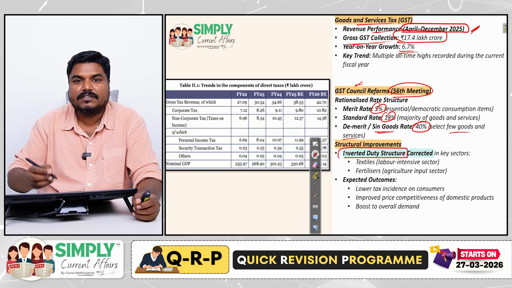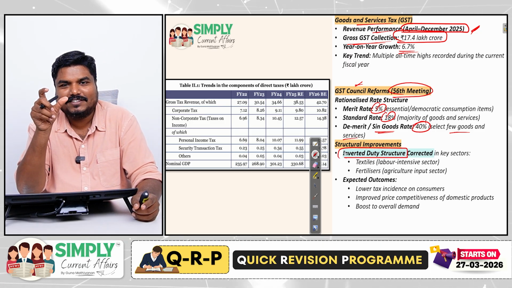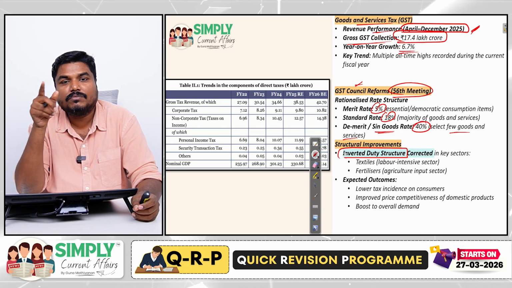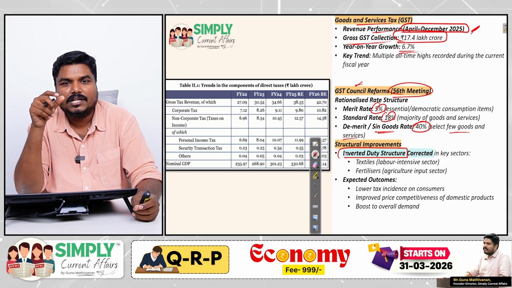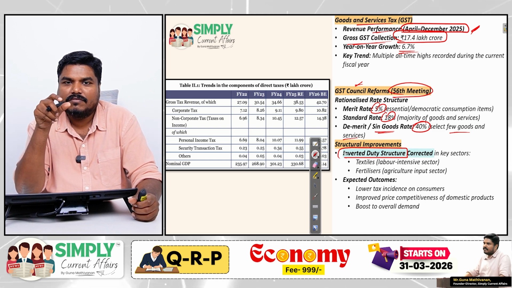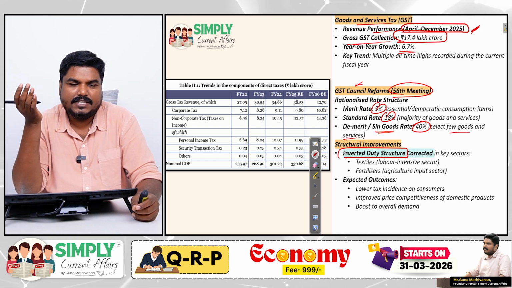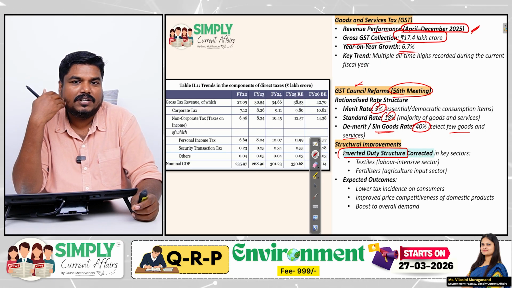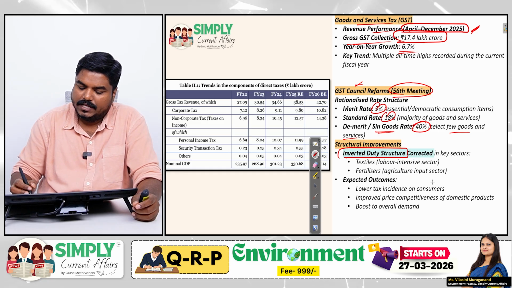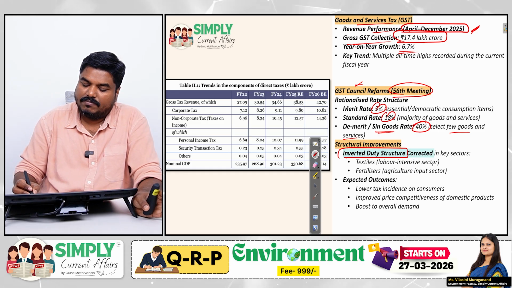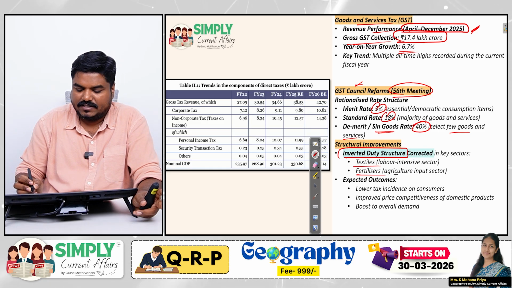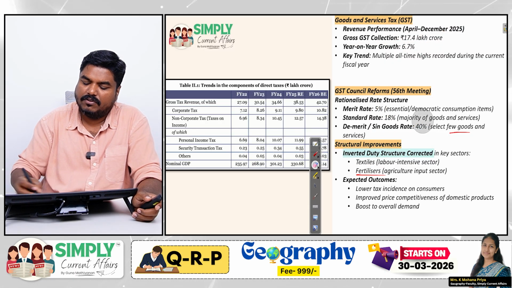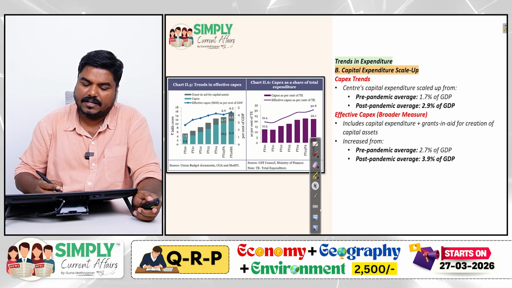Inverted duty structure also, I explained in the economic survey basics video. I explained about inverted duty structure, where the taxes on the input are more than the taxes on the output. Because of this, the GST payers are finding it difficult to get the input tax refunds. So this inverted duty structure problem was addressed in textiles and fertilizer sectors. These are some of the performances which the survey is highlighting.